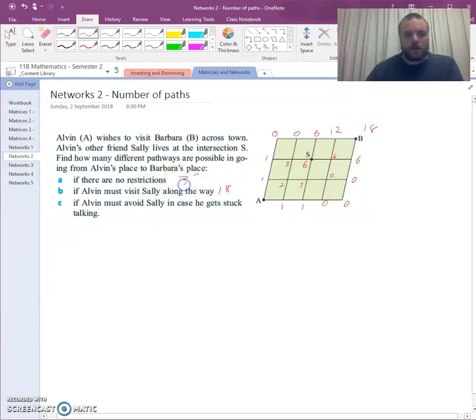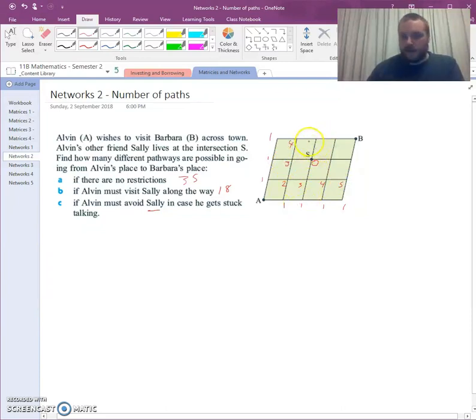There were no restrictions, there were 35. All right, let's try it again. Different scenario, now we're going to be pretty mean to Sally. Let's say Alvin must avoid Sally. So the first thing we do for this one is we say we cannot go here. That's the only location we can't go. So 1, 1, 1, 1 across here, just like the previous one. 2 paths here, 3, 4, 5. 3 paths to here, 4 paths to there.